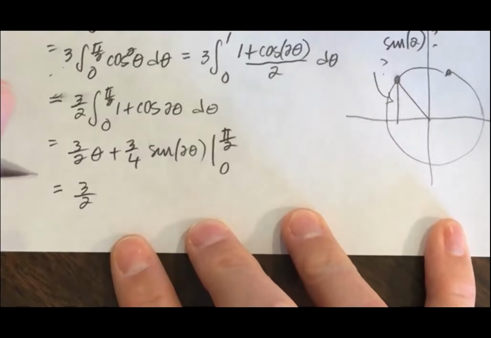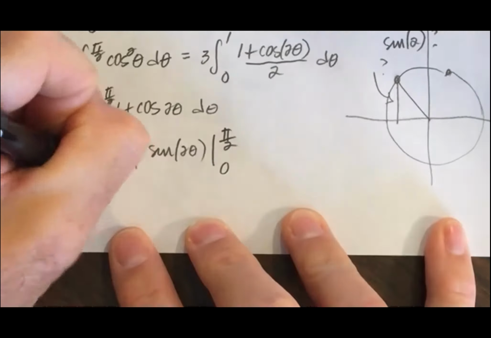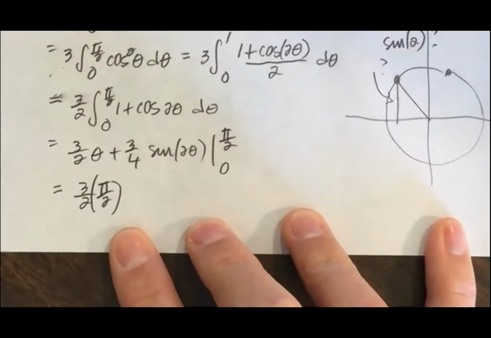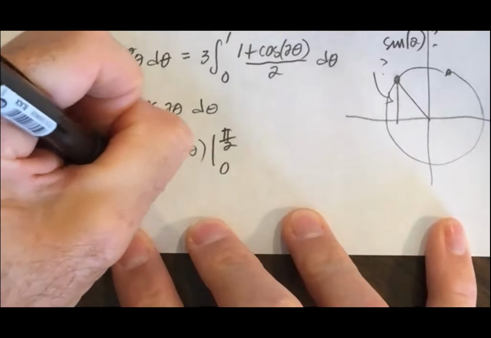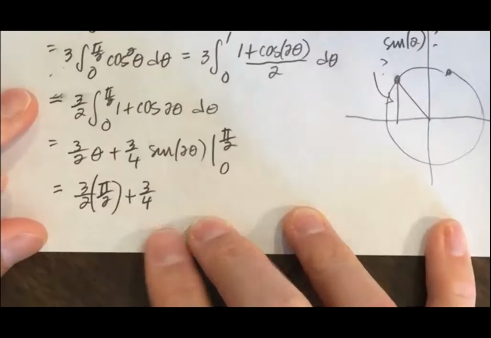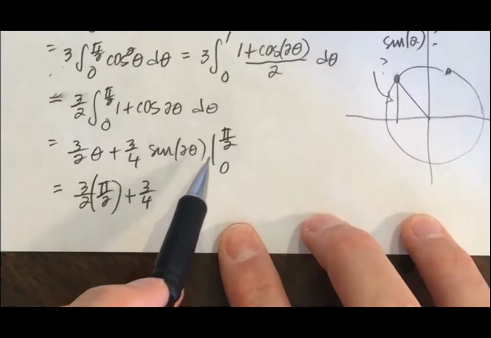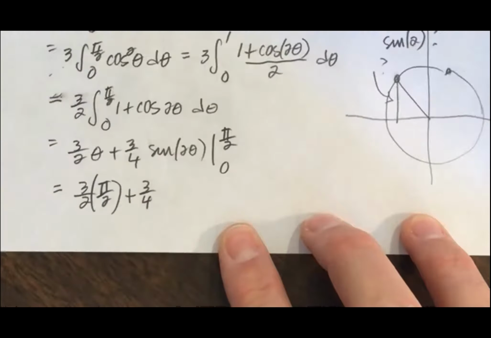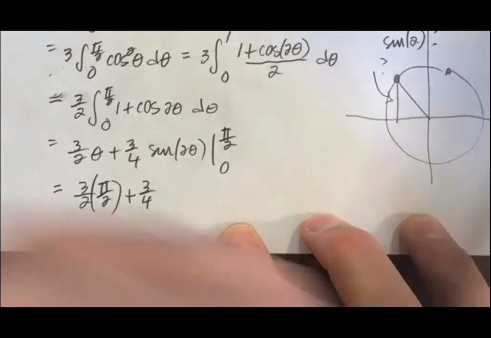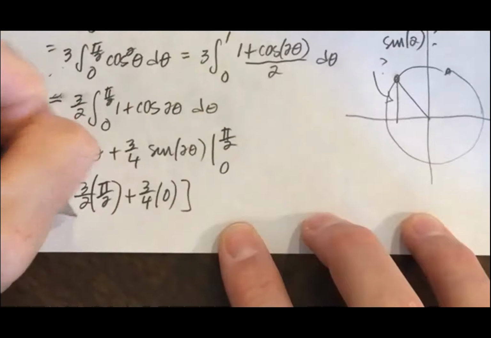Okay, plug in theta now. It's 3/2 times pi over 2, plus 3/4 of the sine of 2 times pi over 2. Well, 2 times pi over 2 is pi, and the sine of pi is what? 0. Okay, so there's the first part.